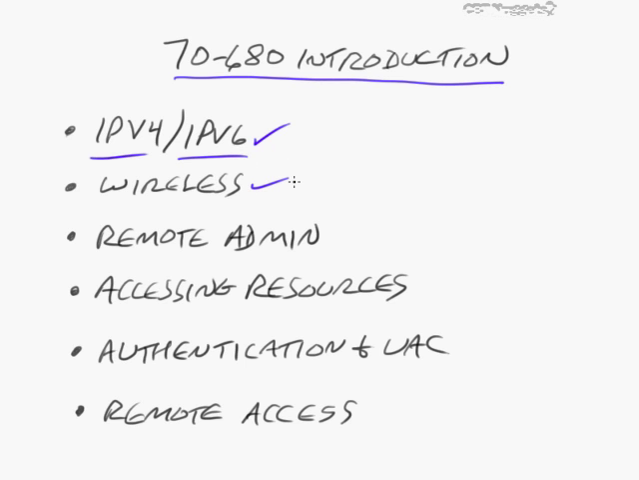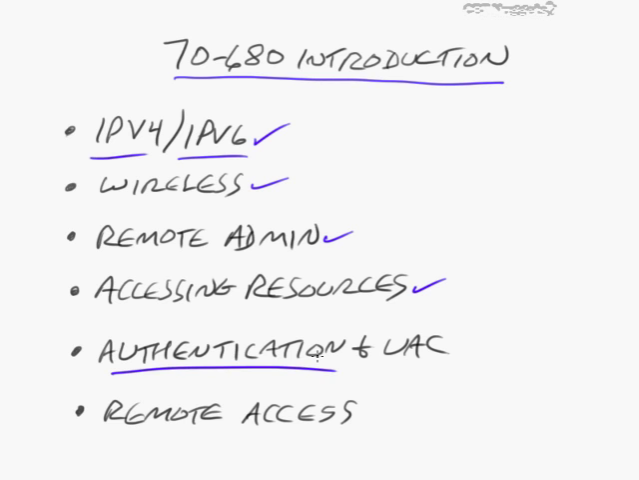We'll take a look at wireless networking, and of course the big part of that will be to properly secure it. We'll take a look at remote administration so that you can remotely access desktops or remotely help users, as well as how to access resources. We'll make sure that the file shares and the NTFS permissions are all lined up just right for you.